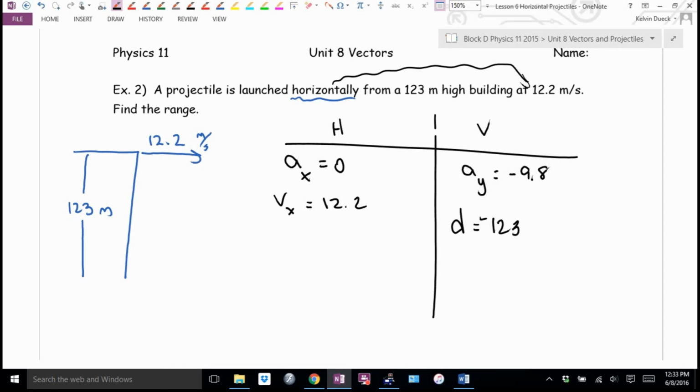Okay, vertical or horizontal, which column am I in? Vertical. Vy initial is? Although this question said find the range, what it's really saying is find the horizontal distance. I'm not going to bother. I will eventually. You know I'm going to spend most of my time finding?